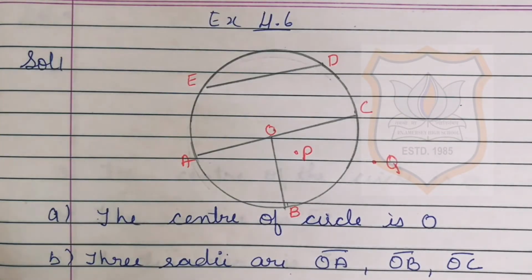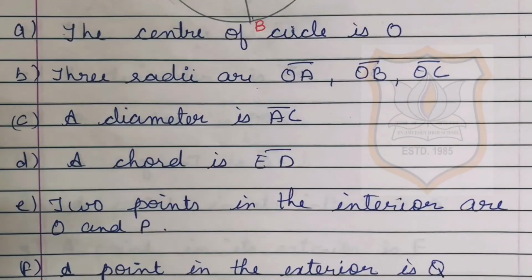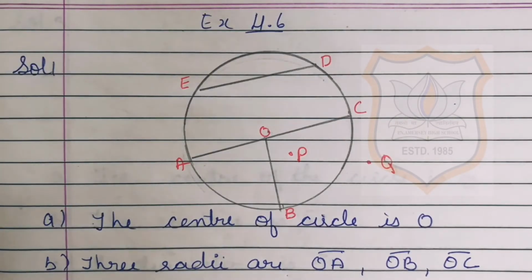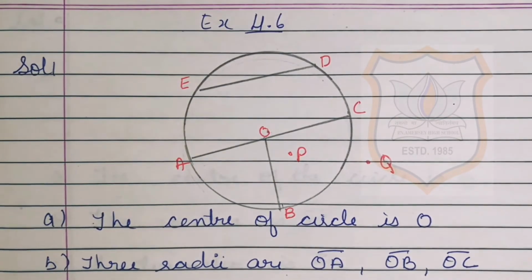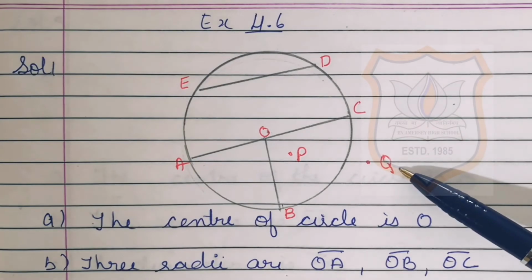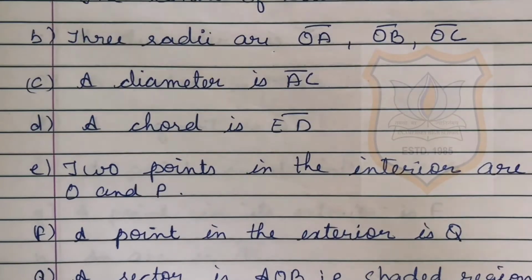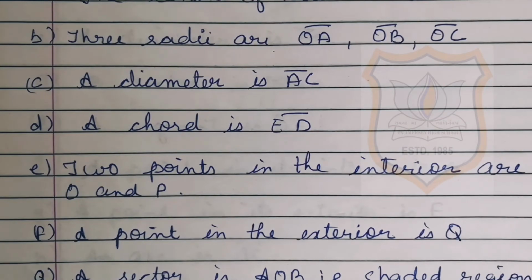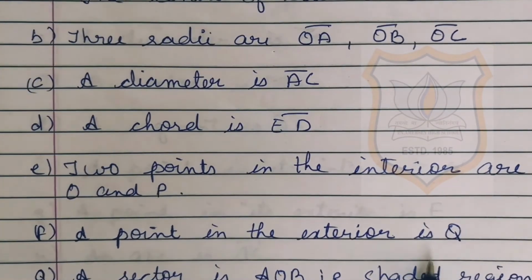Next, E part of question number 1, we have to find out 2 points in the interior. Here we have to find the 2 points which are in the interior of the circle. Here you can see that point P and point O are in the interior region of the circle. So the answer of E part is that 2 points in the interior are O and P. Next, F part of question number 1, we have to find out a point in the exterior. Here students, you can see in this figure point Q is in the exterior region of the circle. So the answer of F part is that a point in the exterior is Q.